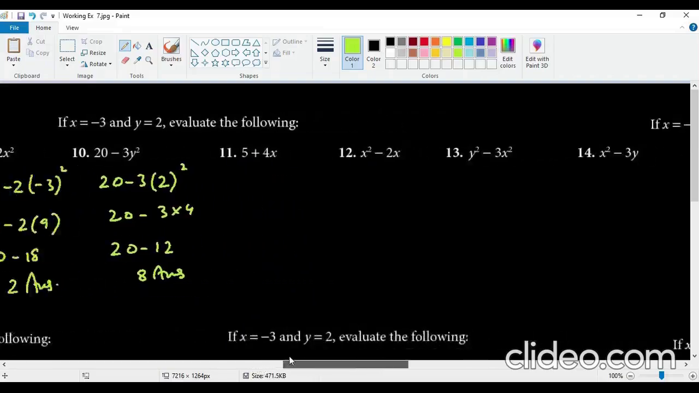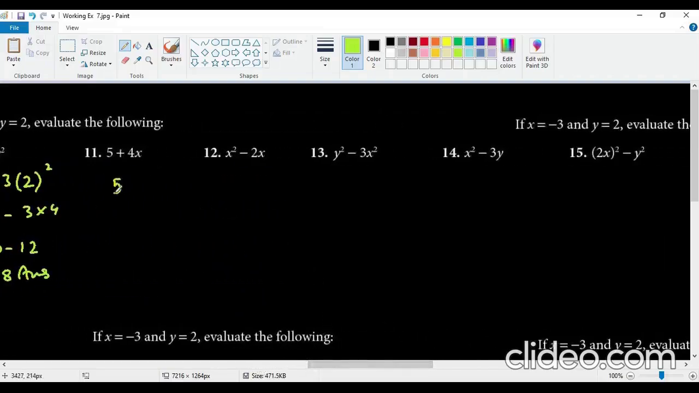Now comes question number 11. It says 5 is added to 4 times x, and the x value is -3. That means 5 minus 12, which is going to give you -7 as an answer. Now it says x², where the x value is -3 squared, and -2 times x, where the value of x is -3. So the first one is going to give you +9, because -3 times -3 gives +9. The second one is going to give you +6, so this is going to give you 15.